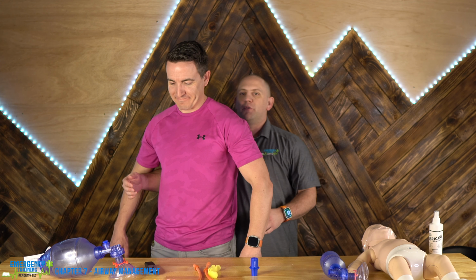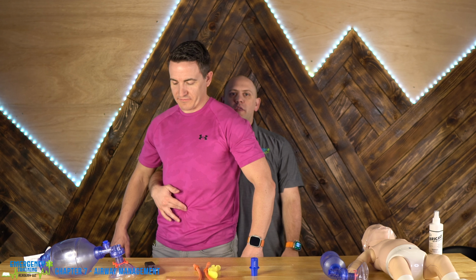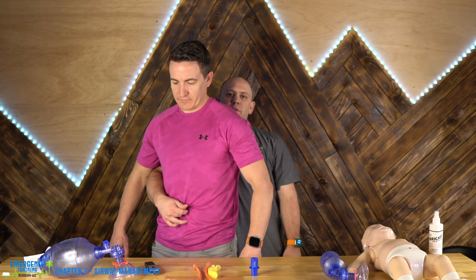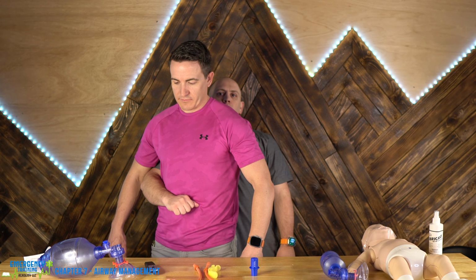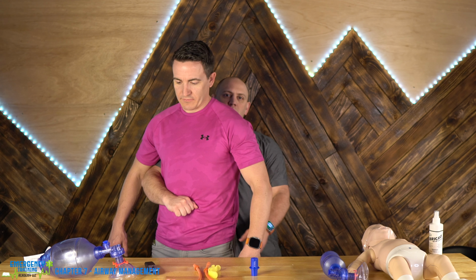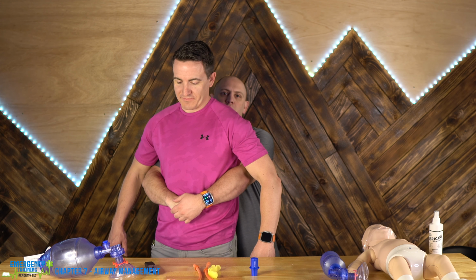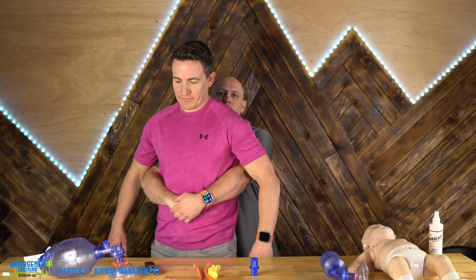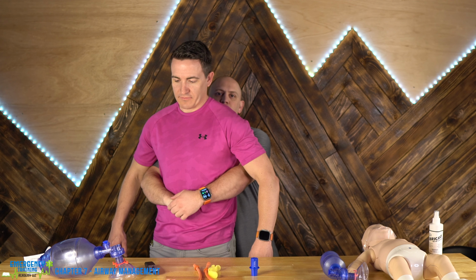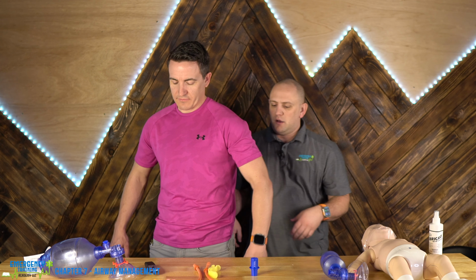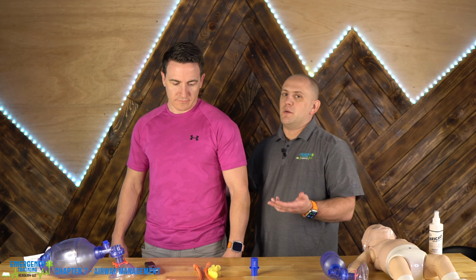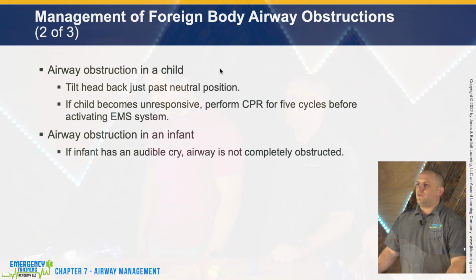Hopefully most of you are not as height challenged as I am, but we're going to wrap our arms around them. We're looking for their navel or belly button. We're going to create a fist right there at the belly button. Our other hand will wrap around, covering our fist, and then it is an upward movement. So we push in and up on these patients, and you'll do that until the obstruction is cleared or they become unresponsive.